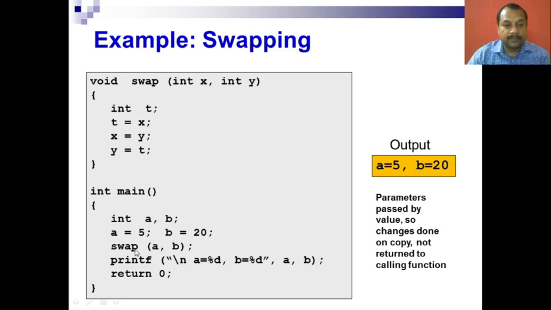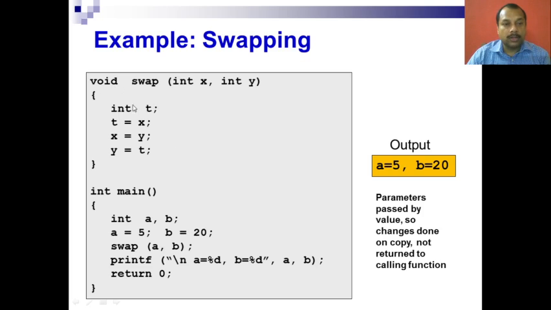Now I am calling swap and I am passing a comma b. By this time you are familiar with the situation and the notation also. If I write swap a comma b, then in the swap function the content of a will be copied to x and the content of b will be copied to y. So in the main function, two memory locations are reserved, one for a, another for b. The content of a is written as 5, content of b is written as 20.